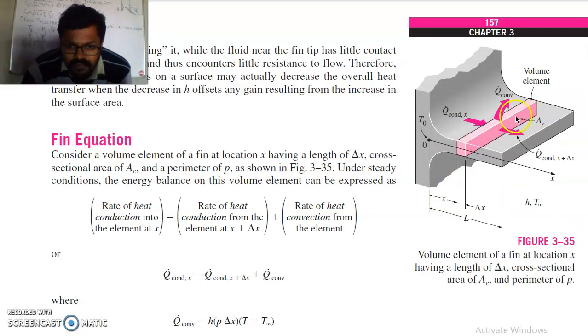Consider a volume element of fin at a location x having a length of del x, cross-section area Ac and perimeter of this fin which is p. Now under steady condition, the energy balance on this volume element can be expressed as: rate of heat conduction into the element is equal to rate of heat conduction from the element plus rate of heat convection from the element. So this component is equal to this component plus this component, means heat in is equal to heat going out.